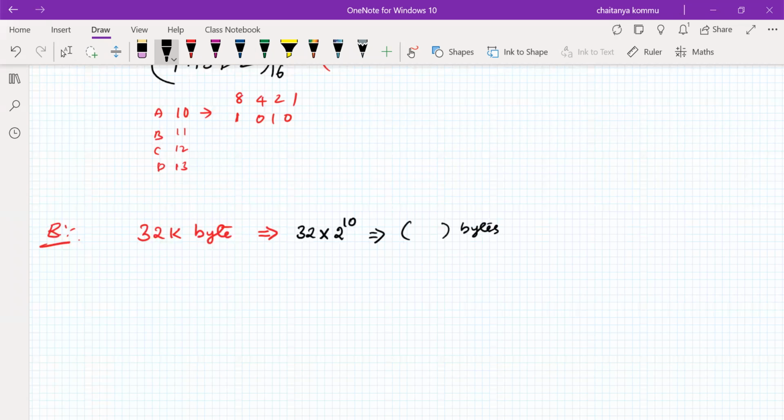For example, if the number of bits is asked, then what we have to do? This value is multiplied with byte, meaning 8 bits. Multiply by 8. That's it. So similar examples are there. You can go through it again.